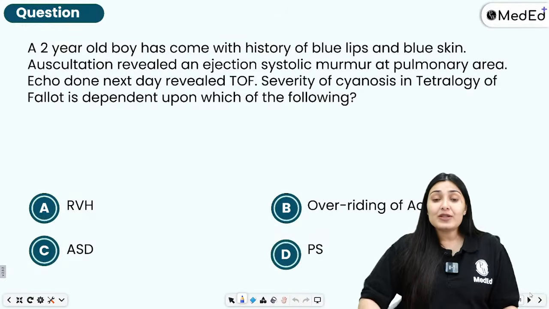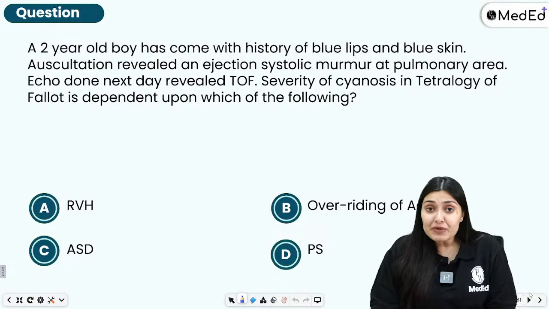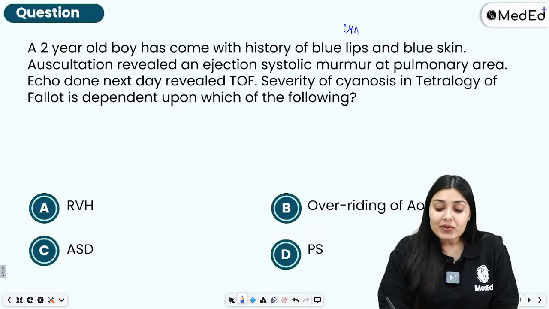Now let's move to the next question. A 2-year-old boy comes with a history of blue lips and blue skin. So that means this child has cyanosis.